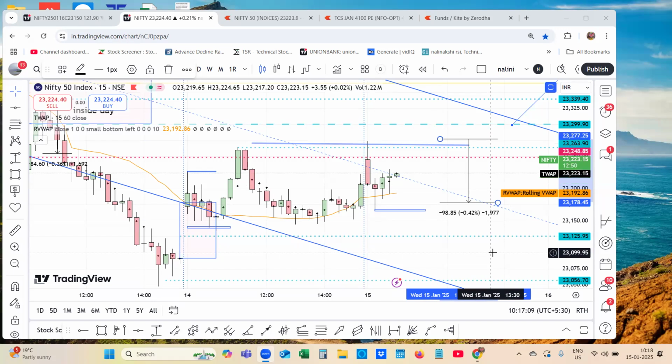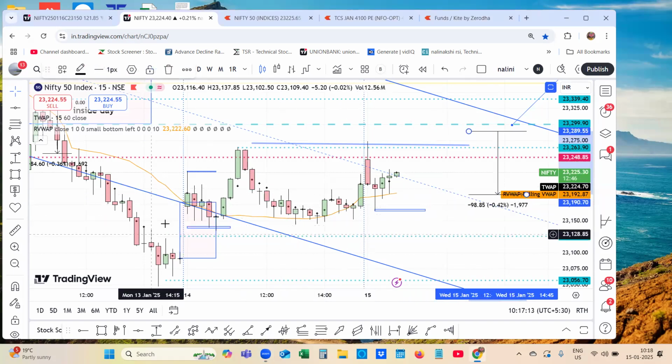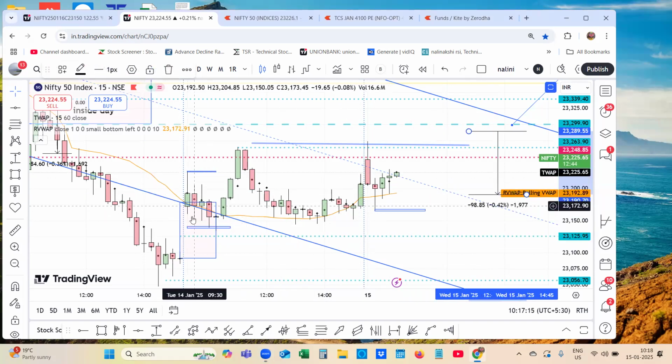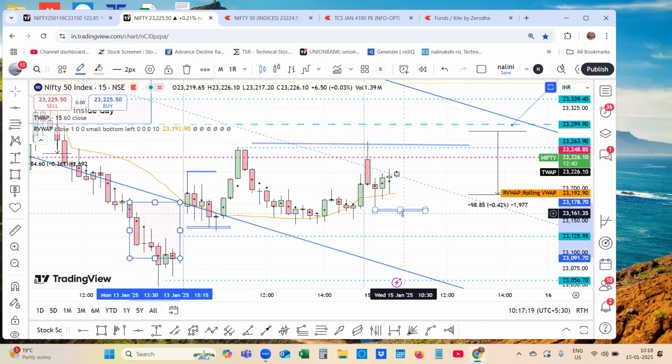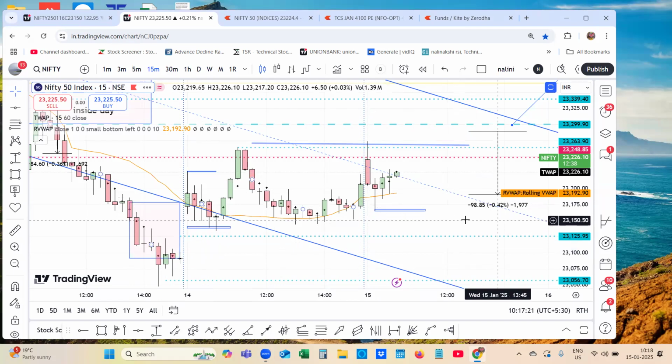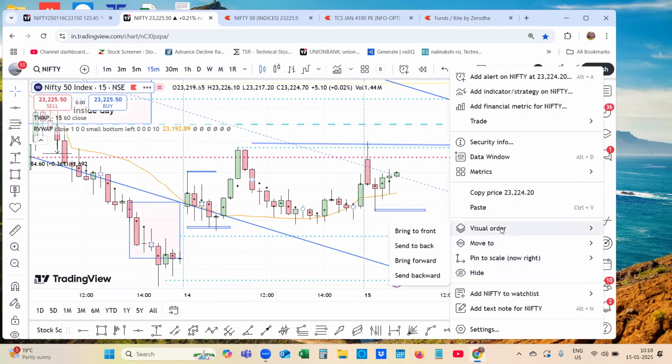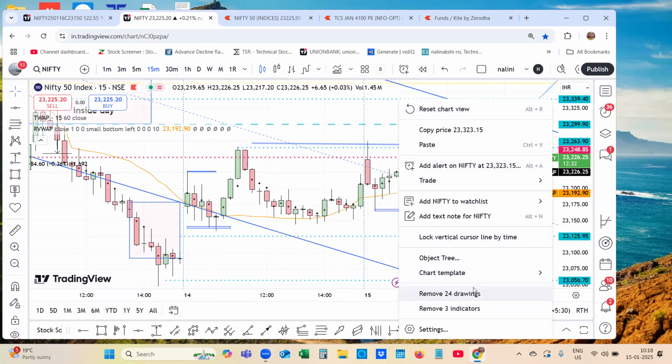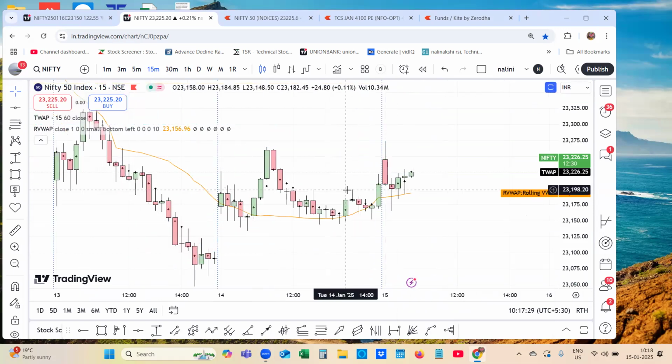I'm identifying the trades. Actually, what has happened here on the previous day, you can see, let me remove all the drawings so that it will be clear for you. Let me remove these drawings. Let us see the pattern, how the trade pans out.